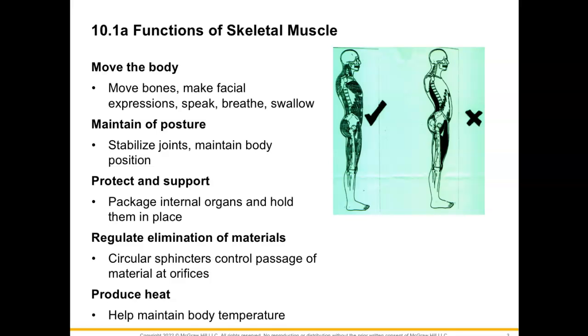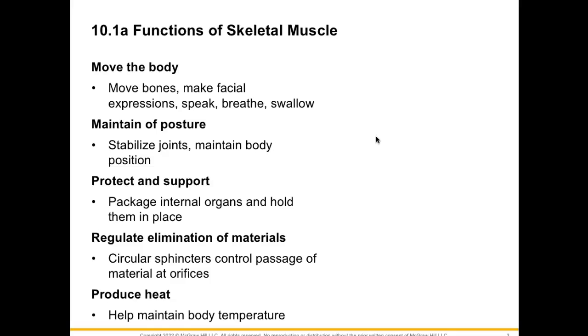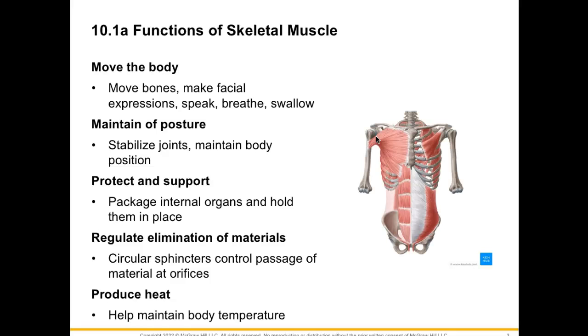We are able to move our body because our muscles are attaching to our bones, and we also are able to make facial expressions, speak, breathe, and swallow. We can also maintain posture, and hopefully that is the correct posture and not an incorrect posture like we see over here. By having our posture in place, we are able to stabilize our joints, maintain our body position as well. And we can help to protect and support internal organs or hold those organs in place.